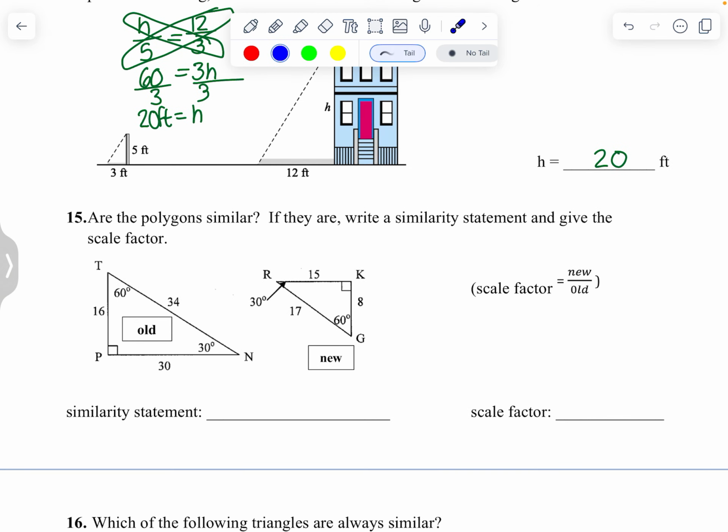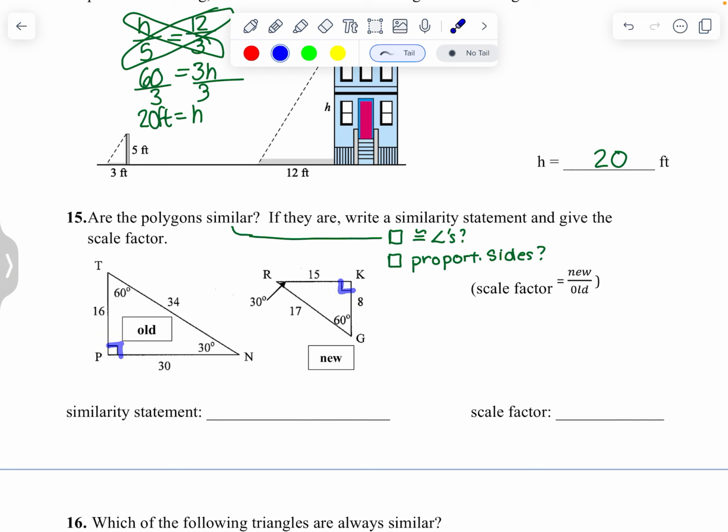All right, now we're asked complex problems. Are the polygons similar? Meaning, we've got to check for 2 things. Do they have congruent angles? And do they have proportional sides? We've got to check for those 2 things. And so first, the angles.